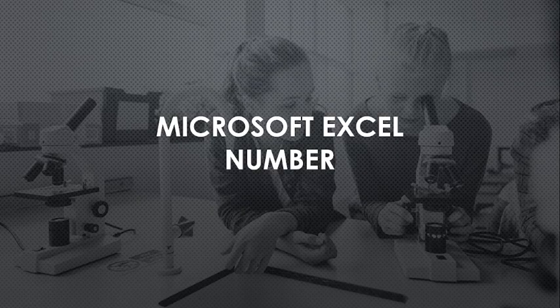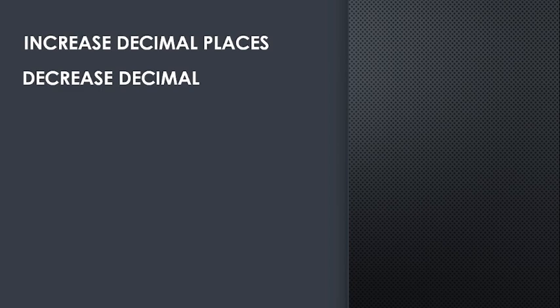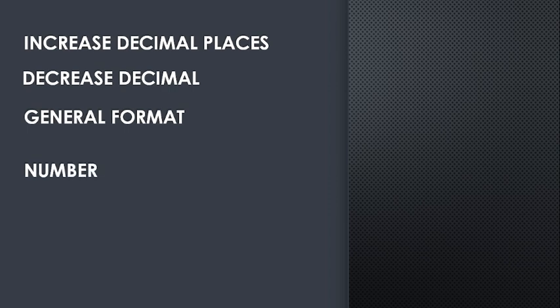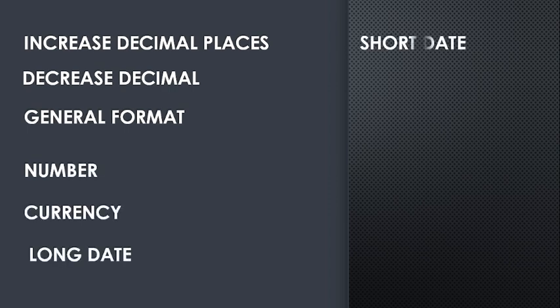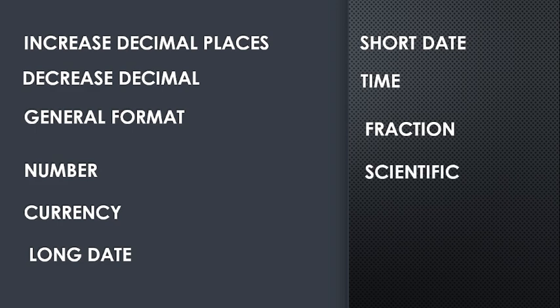So we're going to look at number formats, different kinds of formats, and look at some of the content we are going to zero in on today. The next one, which is decrease decimal, then general format, then number, then currency, then we look at long dates, then short dates, then time, then fraction, scientific, text, and some other stuff there. So now we're going to proceed.